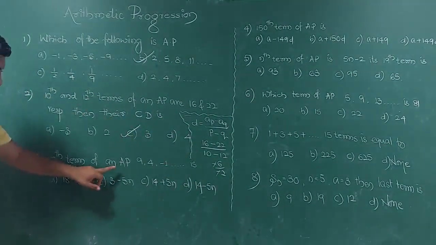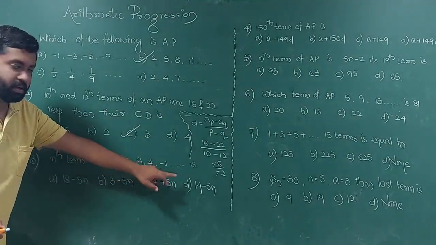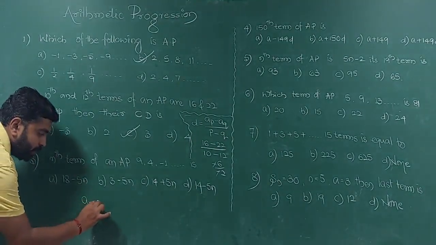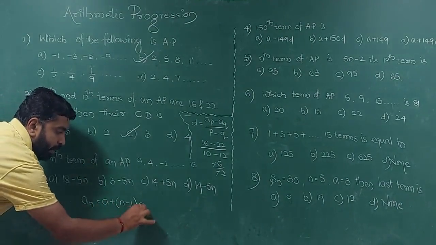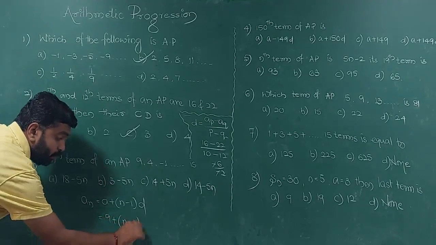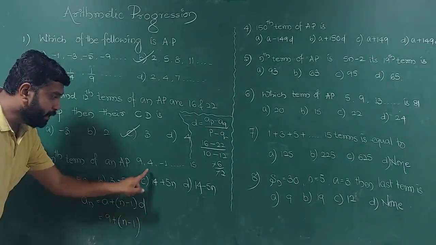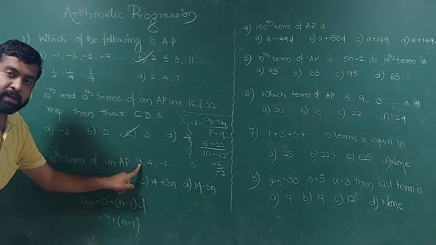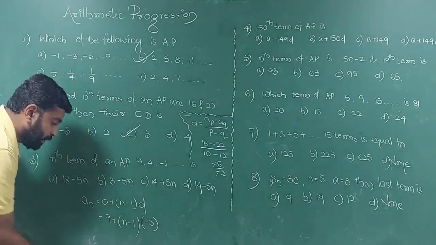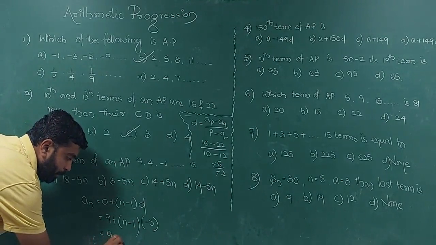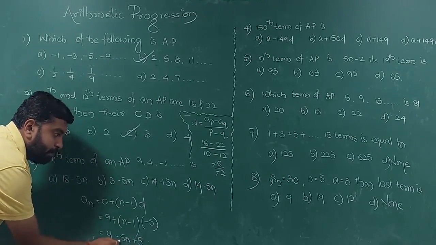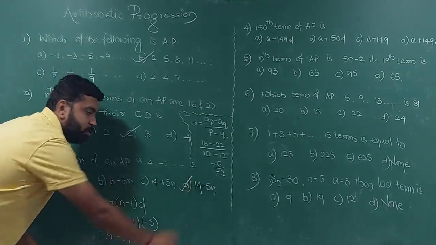Now, nth term of an arithmetic progression 9, 4, minus 1 and so on is. Here they are asking nth term. We know the formula. an is equal to a plus n minus 1 into d. Just apply. a is 9 plus, they are asking nth term only, n minus 1, d is 4 minus 9. This I'll get minus 5. You can simplify. 9 minus 5n plus 5. This is 14. 14 minus 5n. Here is the option.